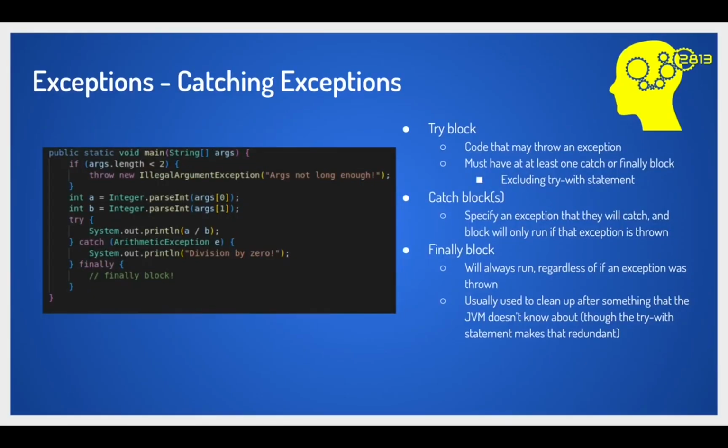Exceptions can also be caught. You use a try block, and then if any code in a try block, or any of those methods, throws an exception, then Java will search for a catch block that matches that exception. So, for example, here we have arithmetic exception. So this block would catch any arithmetic exception or any object that is a subclass of arithmetic exception. And then it would just print out division by 0.